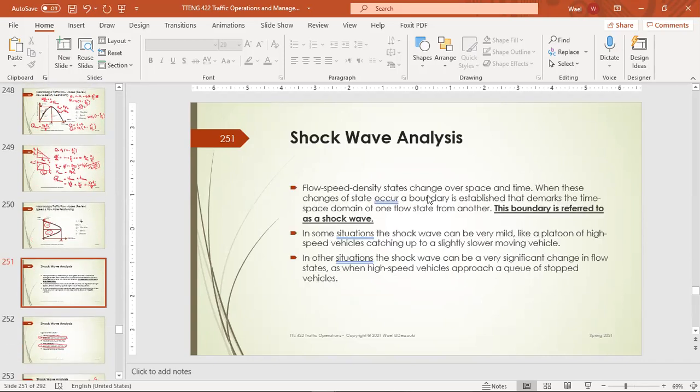Now we move to shockwave analysis. What do we mean by shockwave? Basically, a shockwave is a line defining two different states of flow. Is that clear, guys? It means if we have a flow condition and there is another flow condition here, this line is called a shockwave.